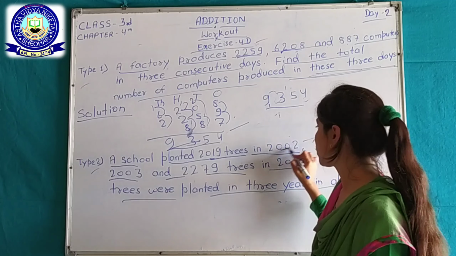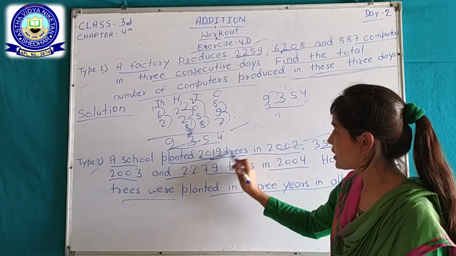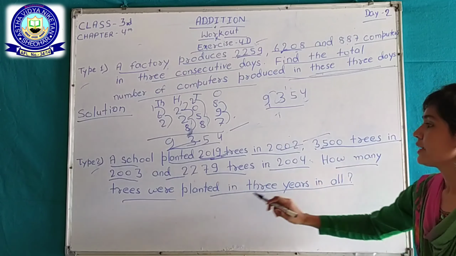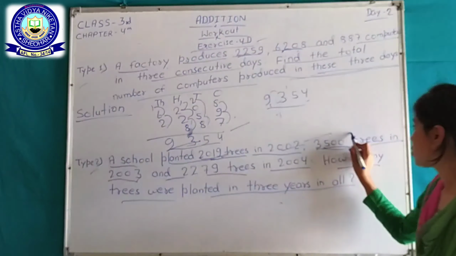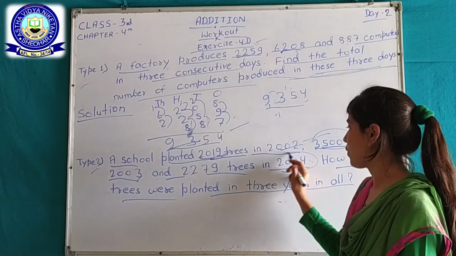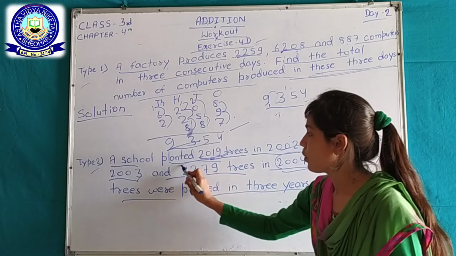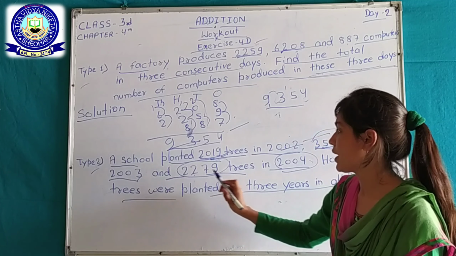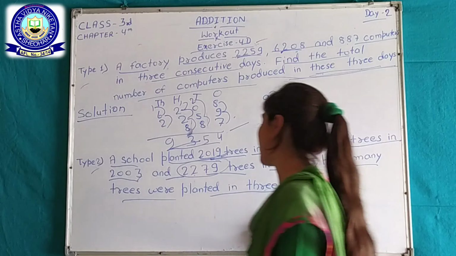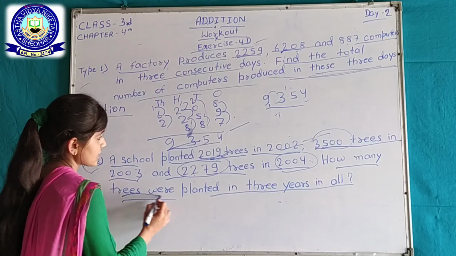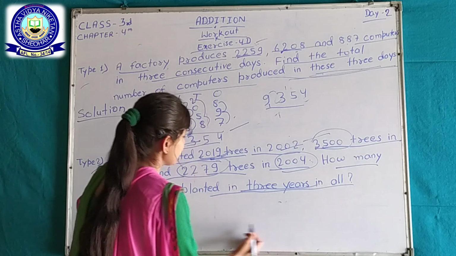एक स्कूल 2002 में 2019 ट्रीज को प्लांट करता है. इन 2003 3500 ट्रीज प्लांटेड होता है और इन 2004 2279 ट्रीज को प्लांटेड किया जाता है. तो टोटल नंबर ऑफ प्लांट्स कितना हो जाएगा? दैट प्लांटेड इन 3 years.